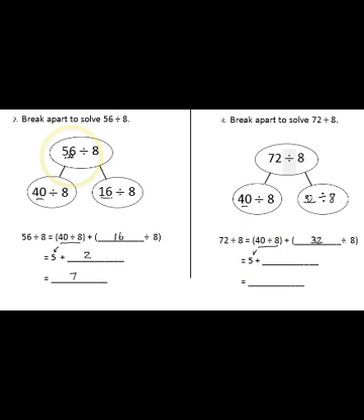40 divided by 8 is 5. 32 divided by 8 is 4. Combine those answers, and 72 divided by 8 is 9.